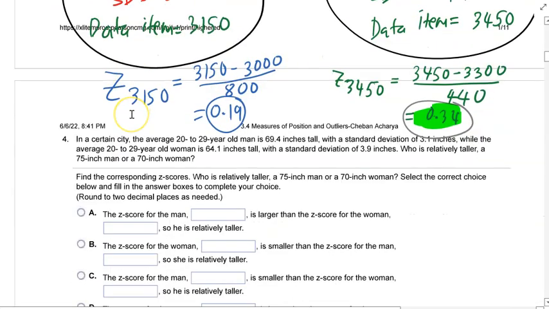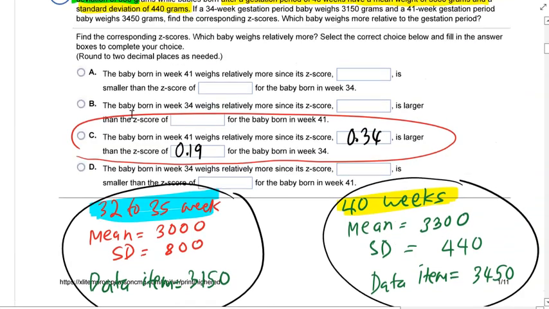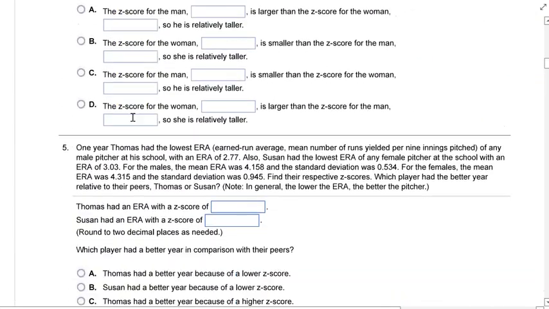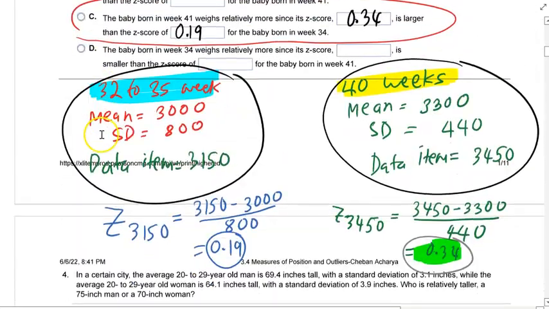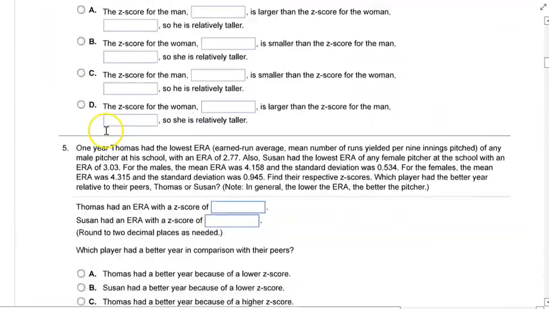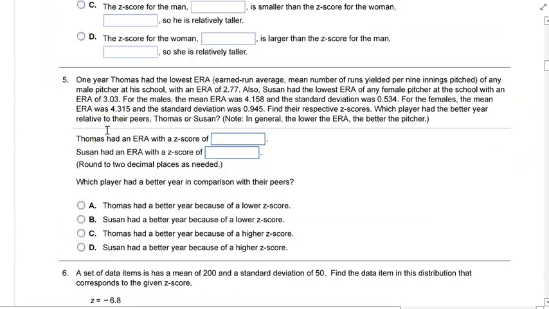Question number 4 is similar to question number 3, and question number 5 is also similar to questions 3 and 4, but I'll do question number 5. Okay.